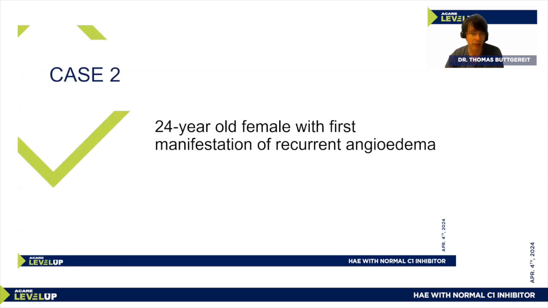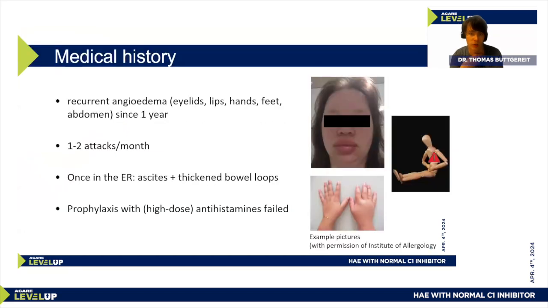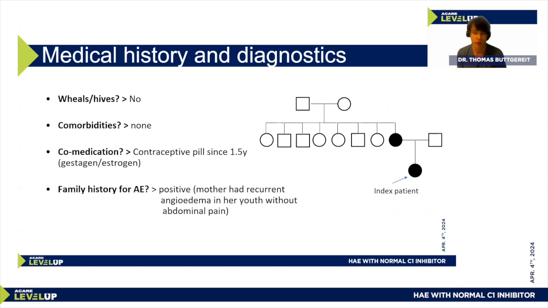So on to the last case, a very short one: a 24-year-old female with first manifestation of recurrent angioedema when she was 24 years old. Here you can see swellings of the eyelids, lips, and hands, 2 attacks per month. But also when she was in the ER, ascites was seen and thickened bowel loops, and high-dose prophylaxis with antihistamines failed. When we asked for family history, which was positive, her mother was also affected in her youth, but she didn't take any other medication besides a contraceptive pill for 1.5 years. This was a gestagen-estrogen pill.